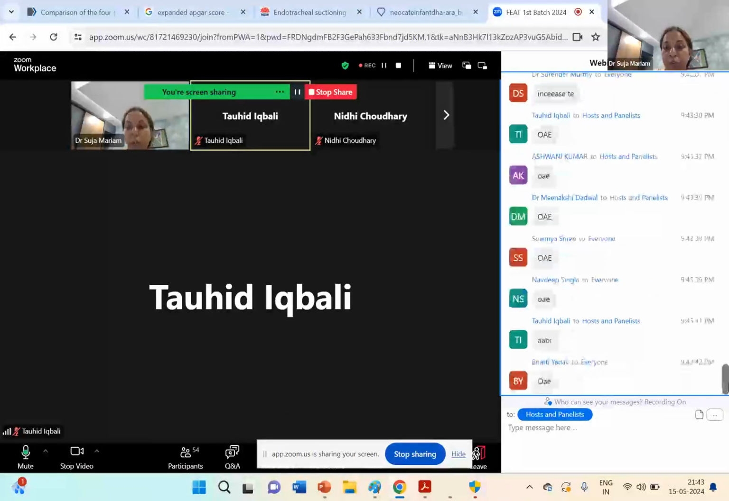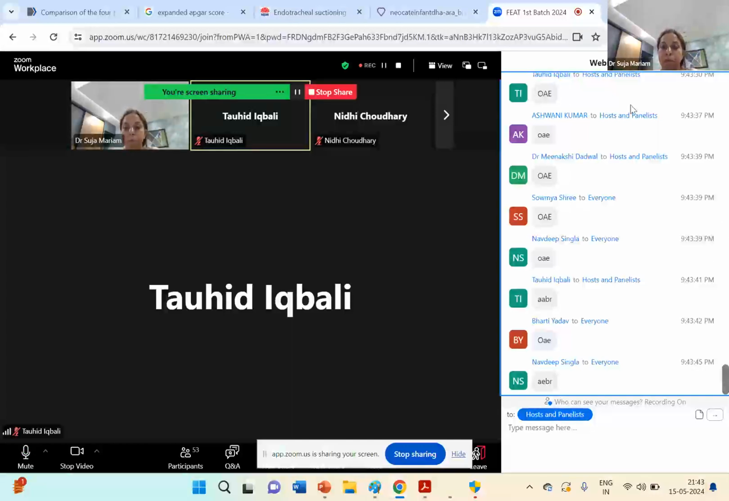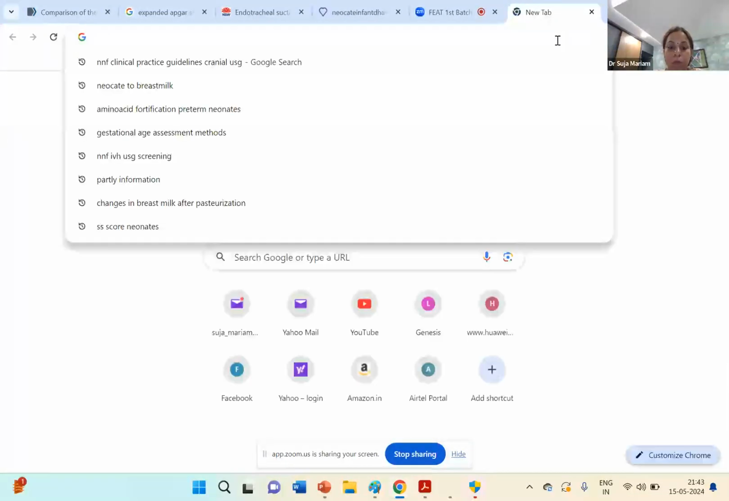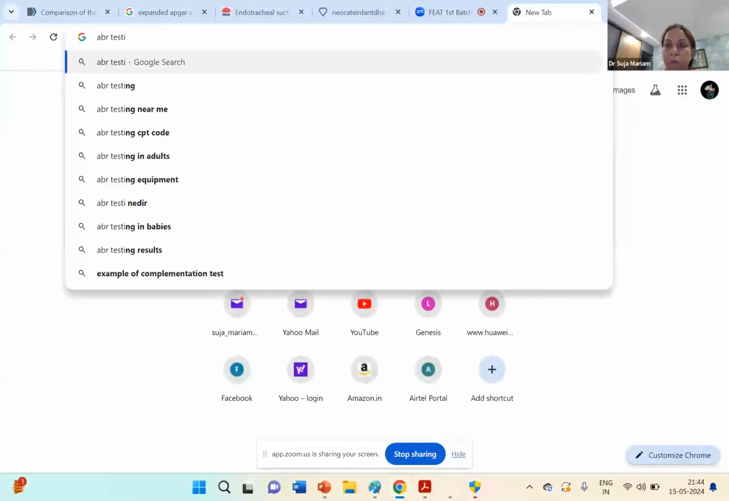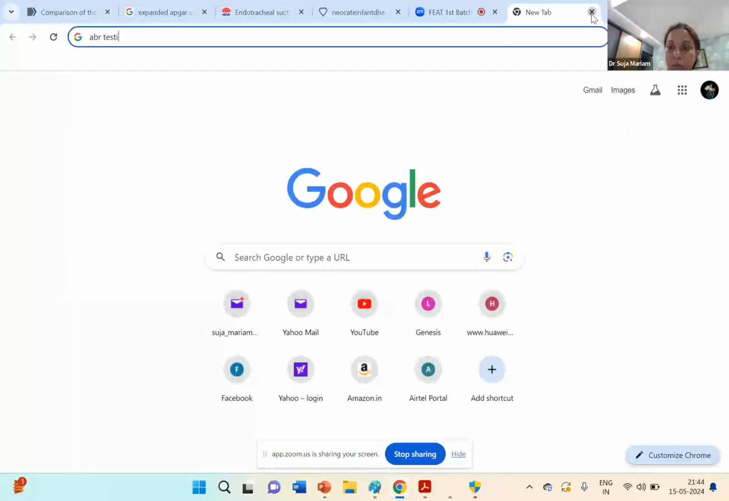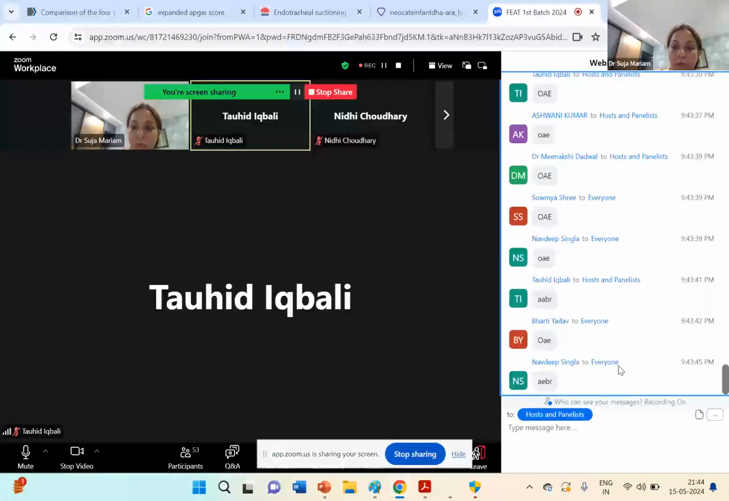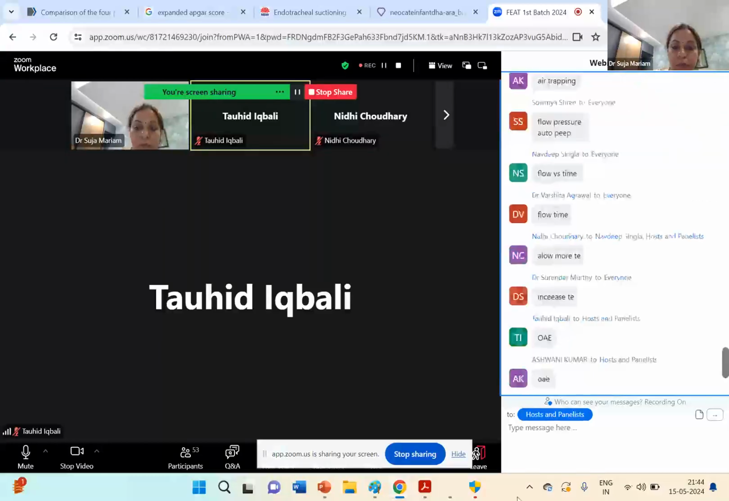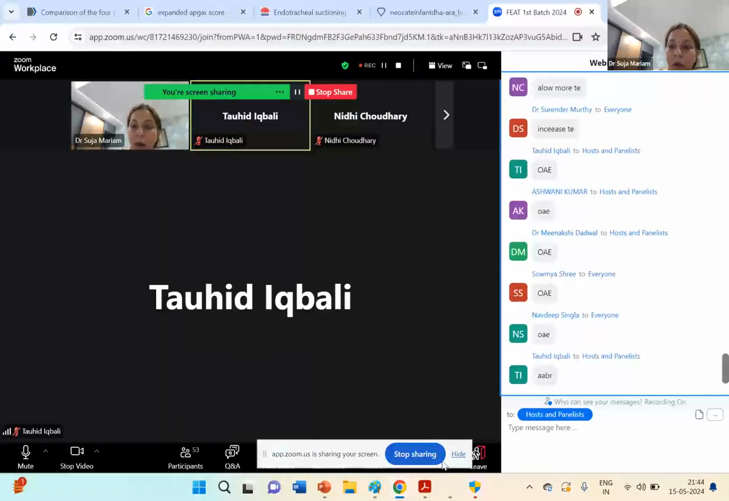The first question: please be sure it is otoacoustic emission. It is not ABR. ABR will require leads. This is otoacoustic emission. So what will you do if a child fails the test?